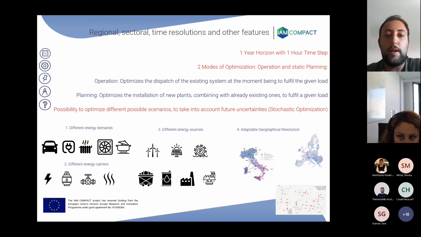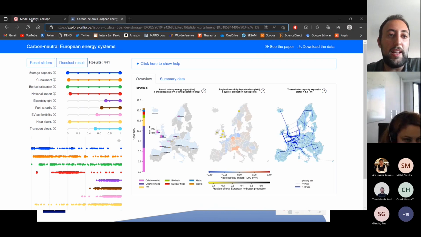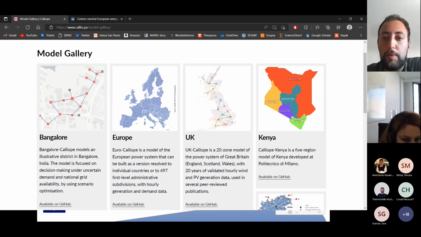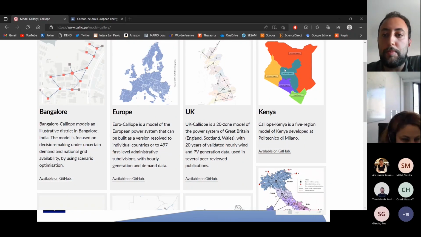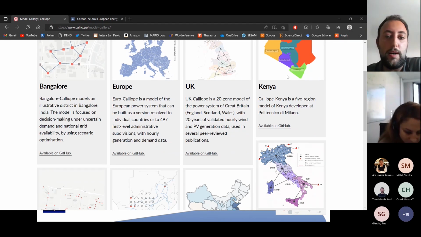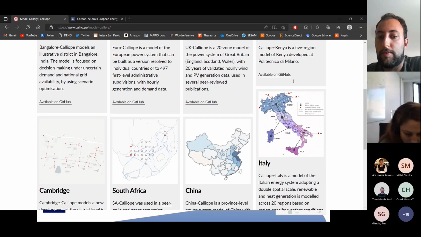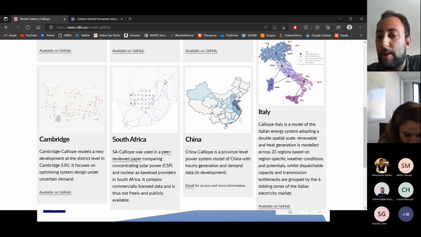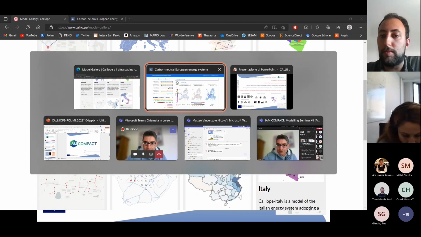As a research group, as we can switch to the model gallery of Calliope, we formulated a couple of models in the model gallery. For example, the one for Kenya, which we also use for teaching activities and teaching seminars that may be useful also for Work Package 6. Just to provide an example, the one for Italy was developed by a colleague of ours that is now also based in TU Delft. This is an electricity and heat model, and there are many others, as you can see from the documentation.